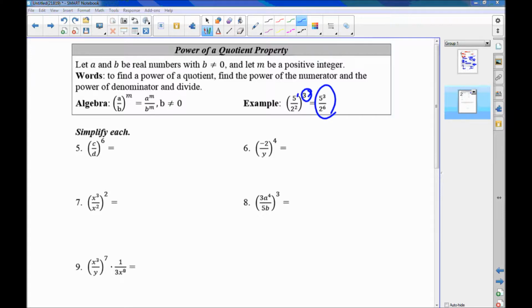Okay. All right, number 5 says simplify each. So remember, our exponents in here are 1 and 1. So 6 times 1 gives me c to the 6th power, and 6 times 1 on the bottom will give me d to the 6th power.